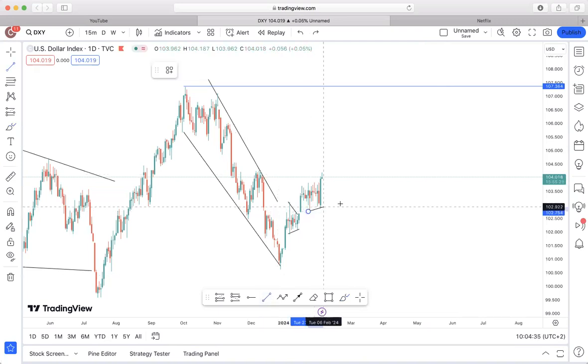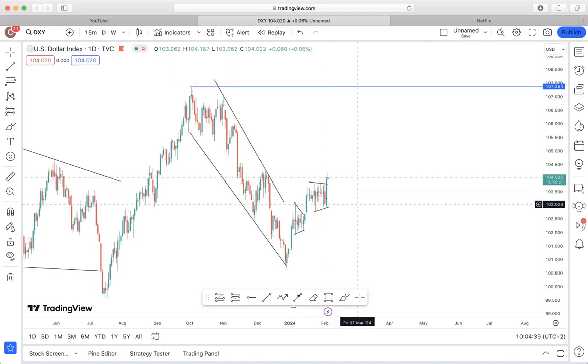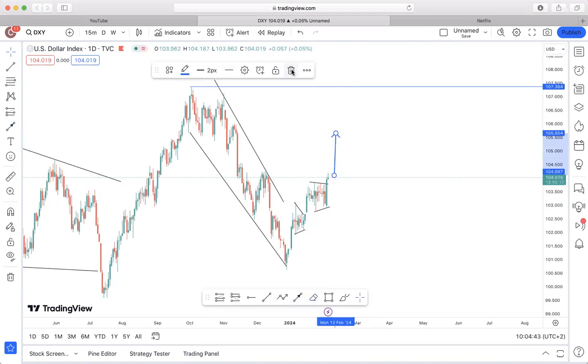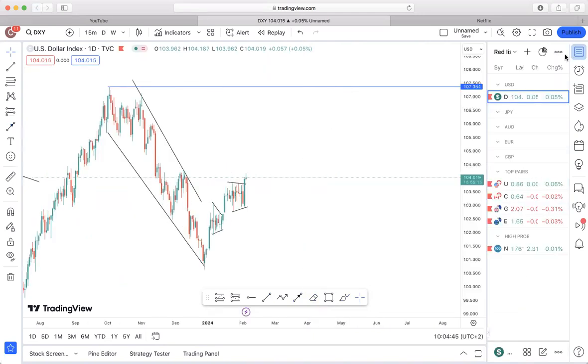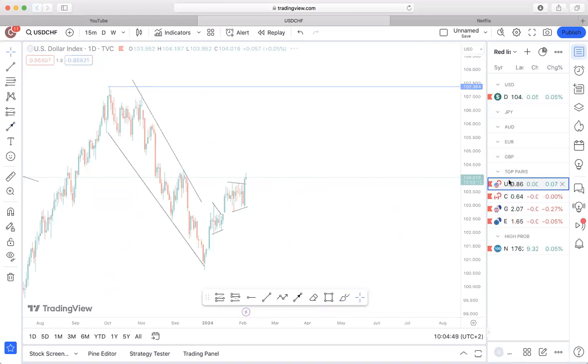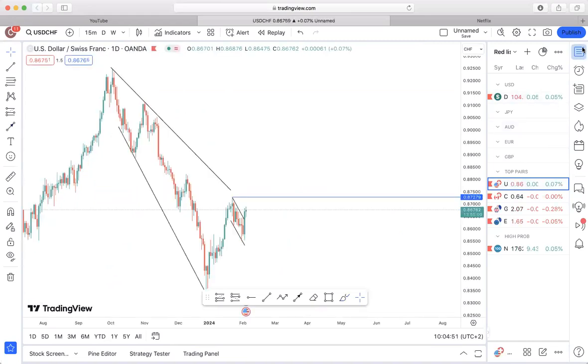And then once over here, what happened? Price did form this second continuation. So overall, the DXY has a high probability of moving all the way to the upside. So now let us begin with our top pairs. We are done with the DXY. You can see that it is bullish.